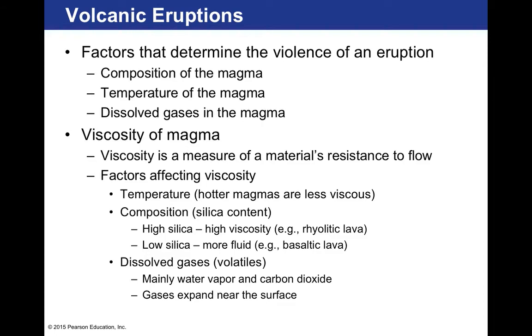So the first thing we're going to talk about are some of the factors that determine the violence of a volcanic eruption. So it's all about the magma. It depends on what the magma is composed of, how hot it is, so its temperature, and what's actually dissolved within the magma. You can think of magma like a liquid that can have substances dissolved into it. So depending on what's in the magma, that's really going to affect the violence of the eruption.